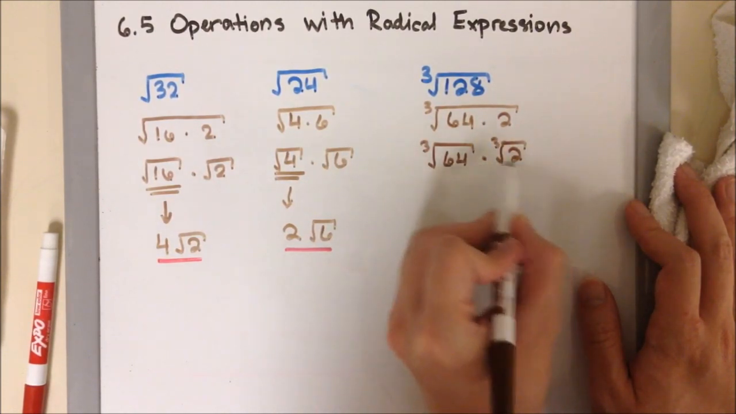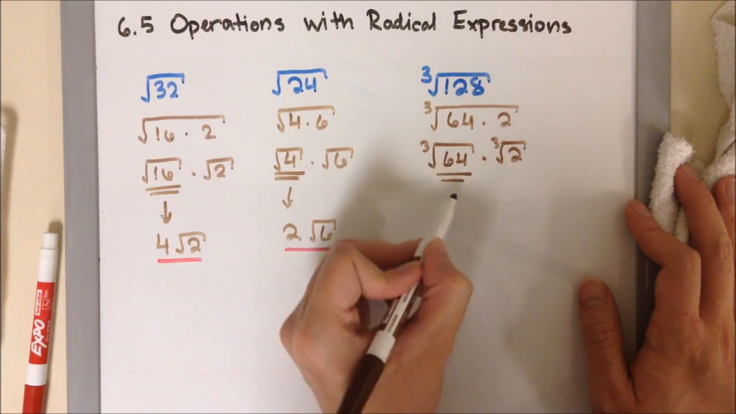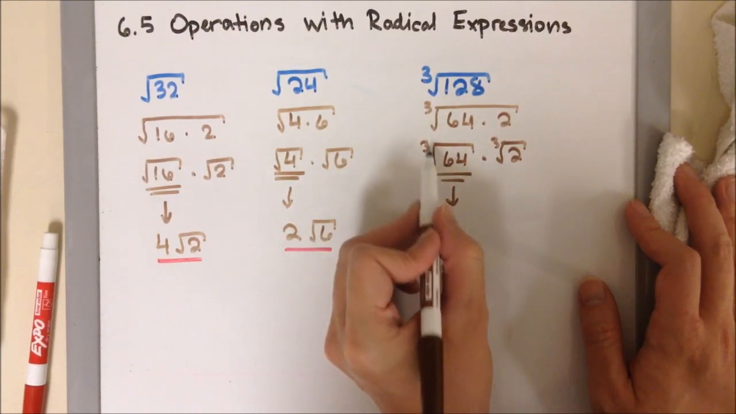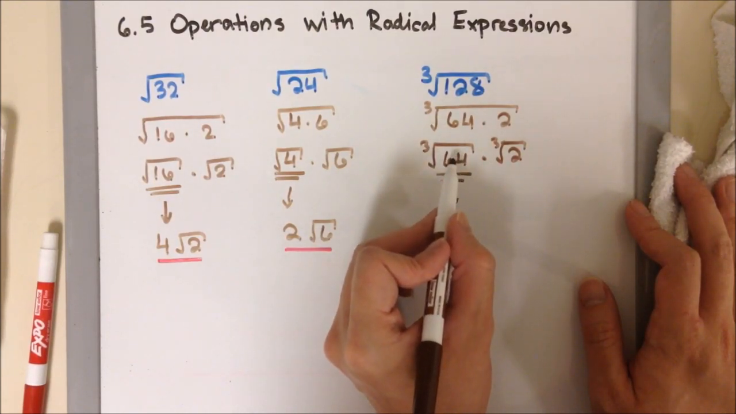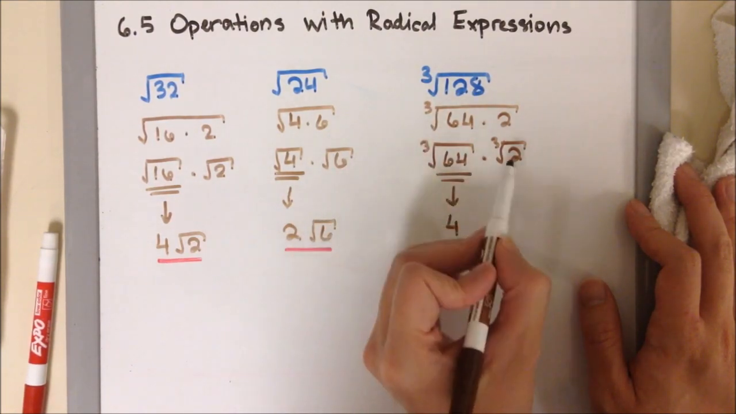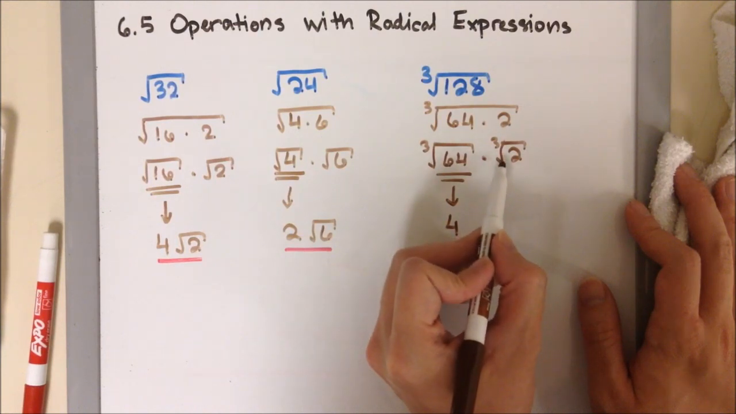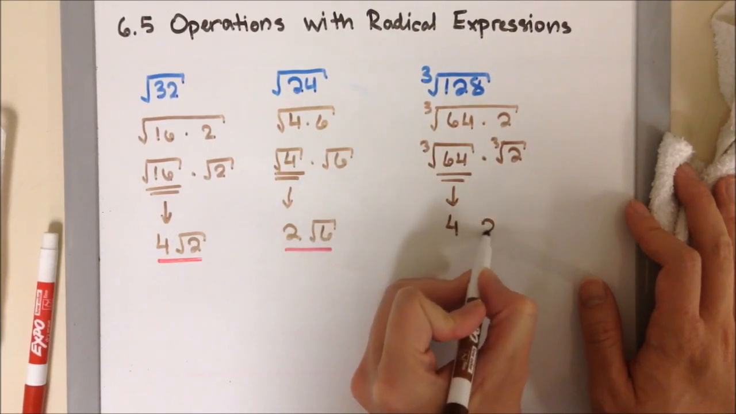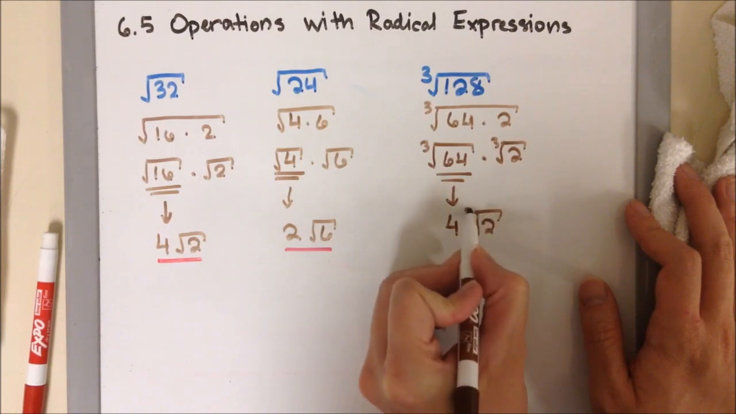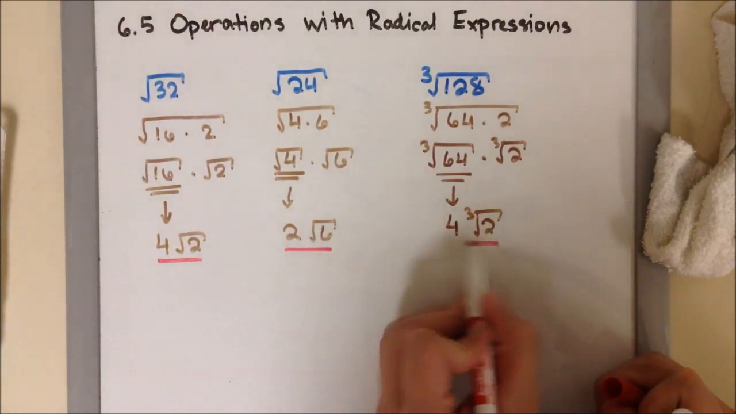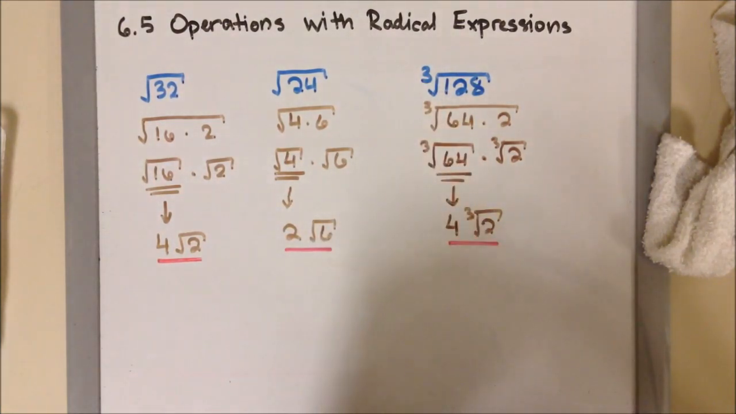Now the only one I could actually do the cube root of is 64, which is 4. And again, the cube root of 64 is not the same as square root of 64. So make sure you know your perfect squares and your perfect cubes. Since I cannot do the cube root of 2, I'm just going to put it next to the 4. And that is my final answer when I'm trying to simplify the cube root of 128.